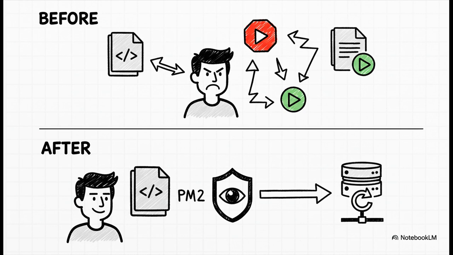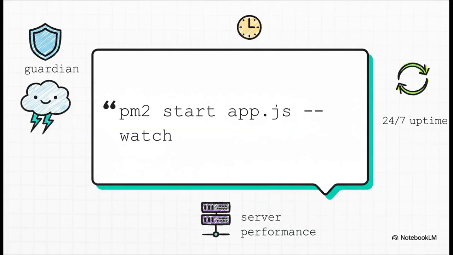All right, one last superpower, and this one is a huge quality of life improvement for developers. You know that tedious cycle, right? You make a code change, you switch to the terminal, you stop the server, you start it again, over and over. Well, PM2 can completely automate that for you. All you do is add the -watch flag when you start your app. So, PM2 start app.js -watch.